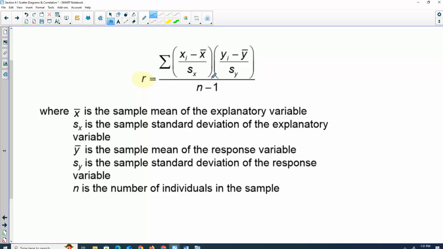We do it for the x, we do it for the y, so we divide them by their individual standard deviations, multiply them all together, and then add them up. Okay, so it's a lot, and divide by n minus 1. But at least we should recognize what these things are telling us.